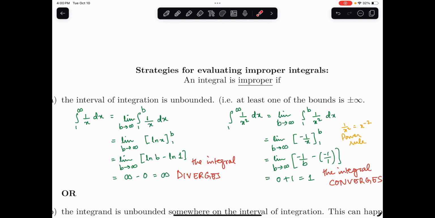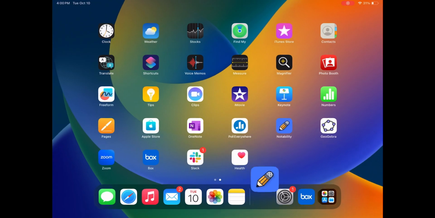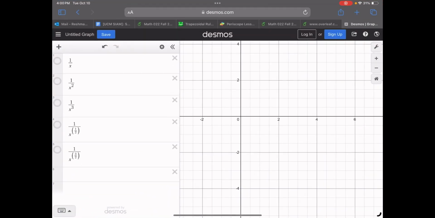So basically what this is saying is that if I was to look at the area under the graph of the function 1 over x from 1 to infinity, that area would essentially be infinite. And if I look at the area under the graph of 1 over x squared from 1 to infinity, that area would actually just be equal to 1. Now, this can be a little confusing, so let's take a look at the graphs of each of these functions.